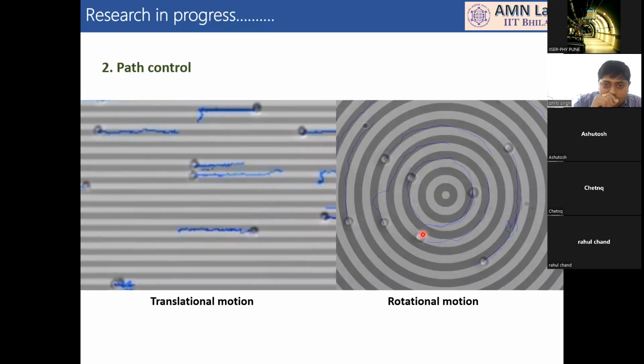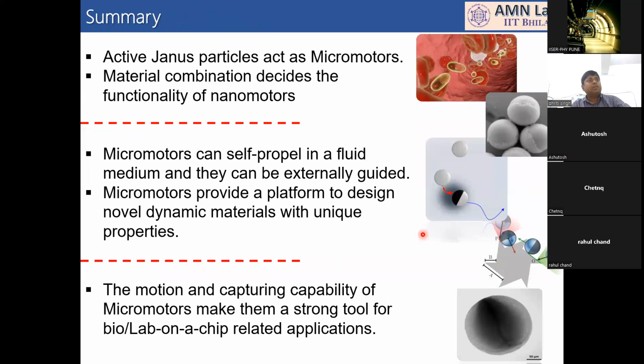So this is one of the ways. And with this, I stop here. Now the time is almost up. So if I summarize, Janus particles are particles with two components, one active and one passive. They can be used as micromotors or nanomotors, depending on their size.